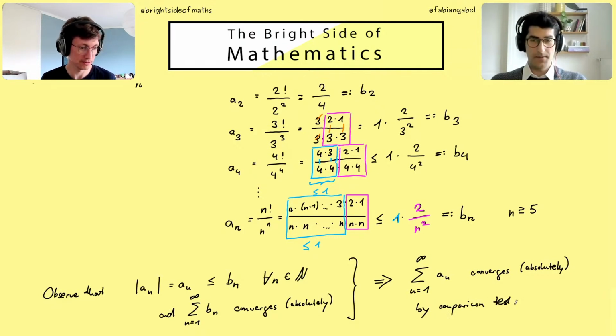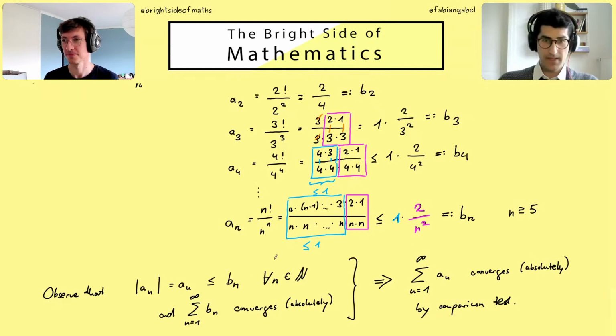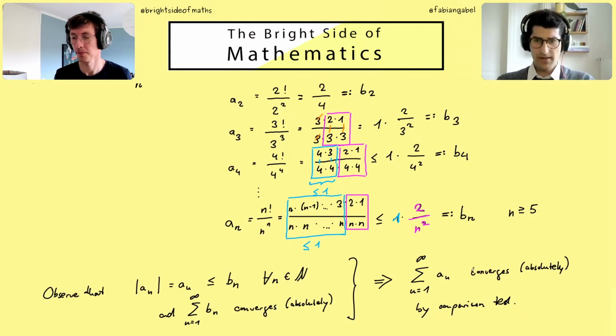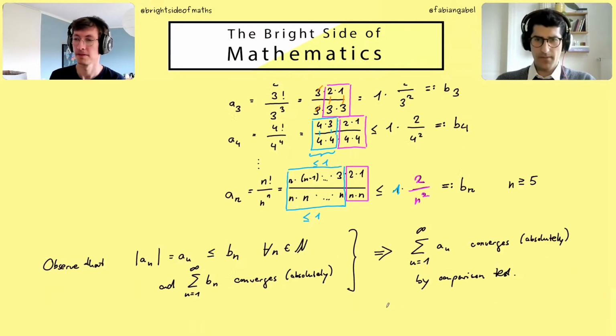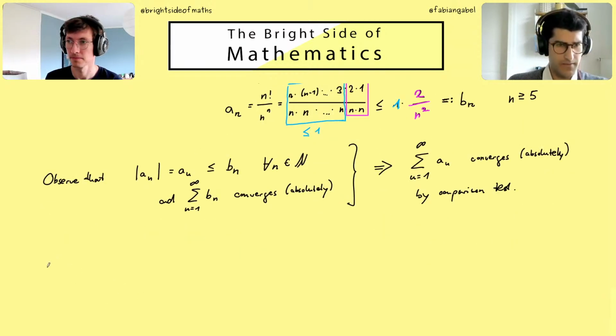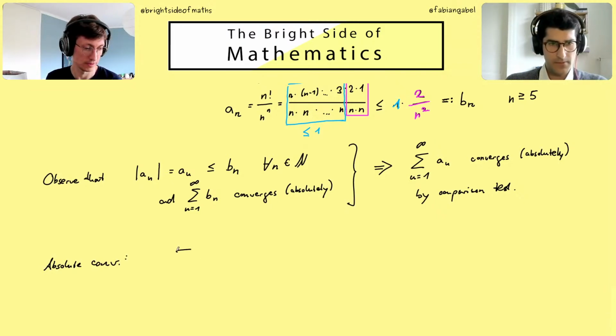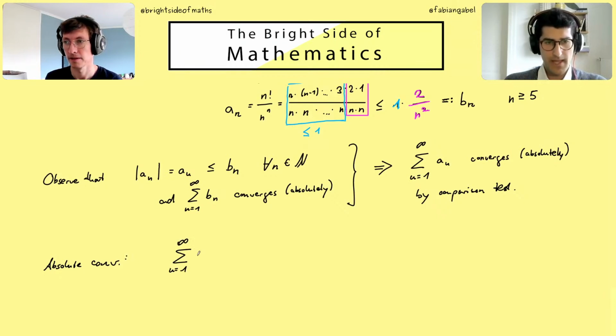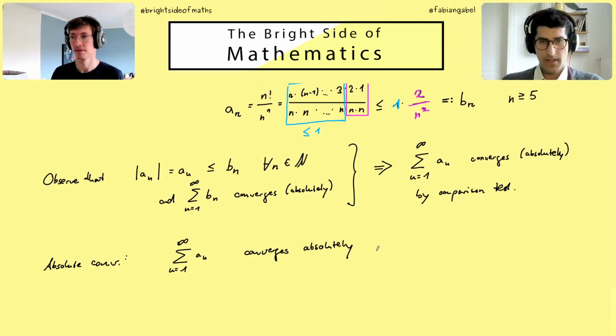Can you remind us of the definition of absolute convergence? Yes. So absolute convergence is defined for series. So a series like An can converge absolutely if the series of absolute values converges. So let me write this here. So absolute convergence. Indeed, so the series An converges absolutely by definition.